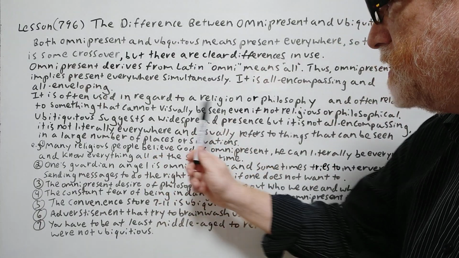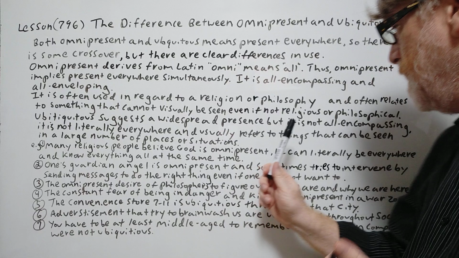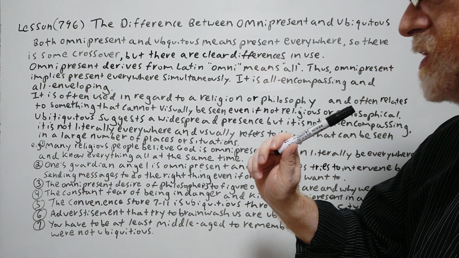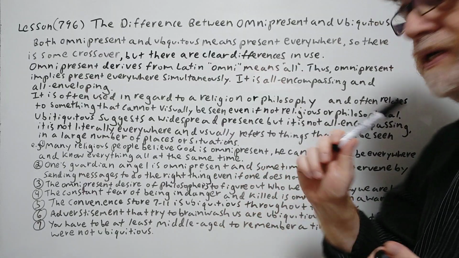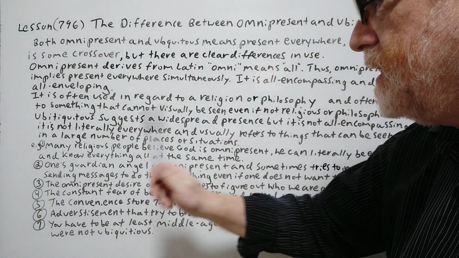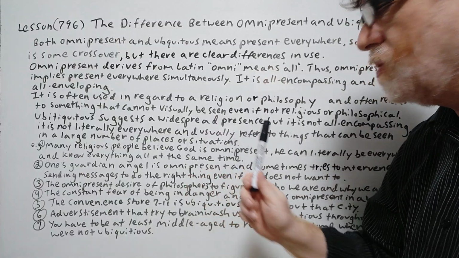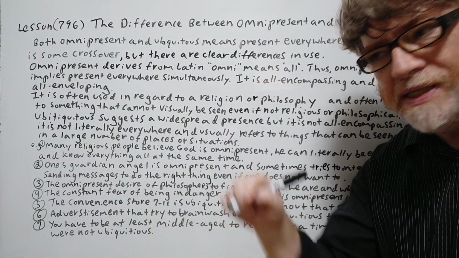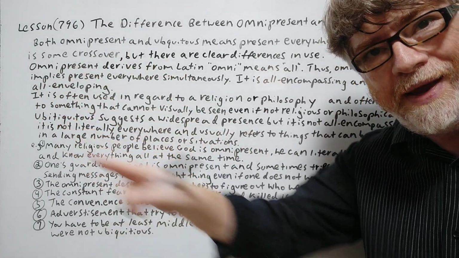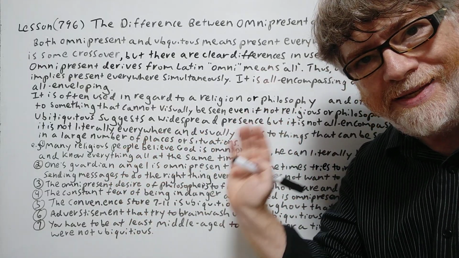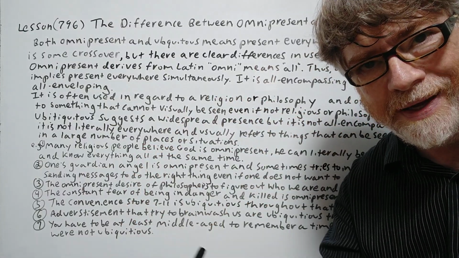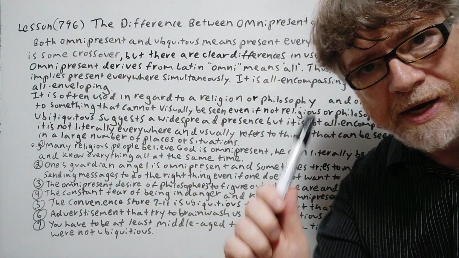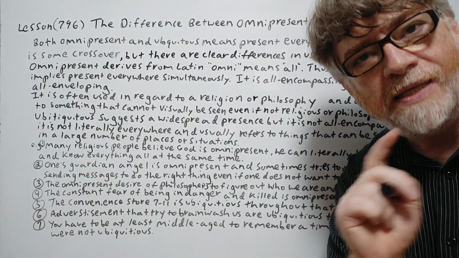Now, ubiquitous suggests a widespread presence, but it is not all-encompassing, and it is not literally everywhere, and usually refers to things that can be seen in a large number of places or situations. So you could see one here, one there, one there, but in that one place, it doesn't take up every inch. It's not in a row. It's not all-encompassing. It's just one spot here, one spot there, something like that.